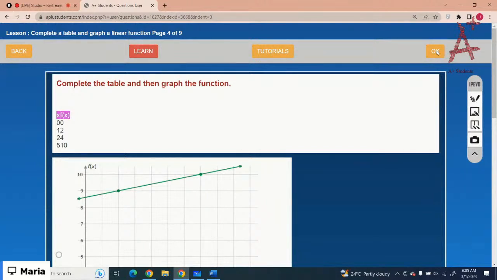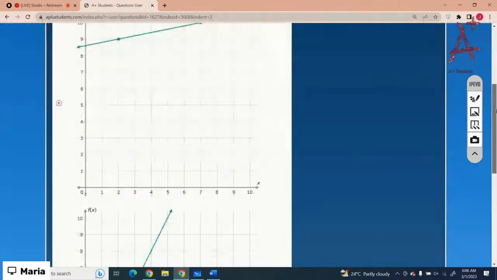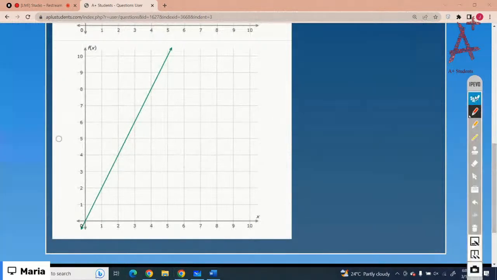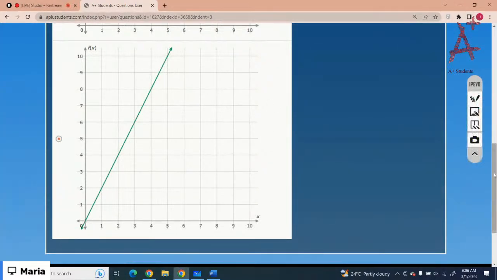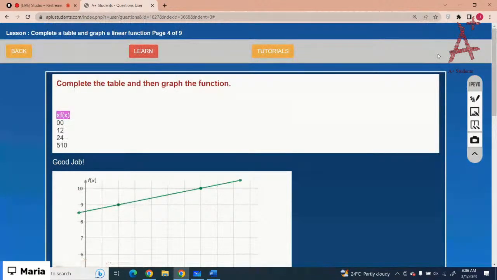Match the values on the graph. Okay, the first one is 0, 0, 1, 2, 2, 4, 5, 10. This isn't the correct option. There you don't have the 0, 0. Got it? 0, 0, 1, 2. Okay, just match this one. 0, 0. X is 1, y is 2. And the rest of the points match too. Got it? So it would be option number 2. So the correct option is option number 2. Just select the correct option and click on the OK button.